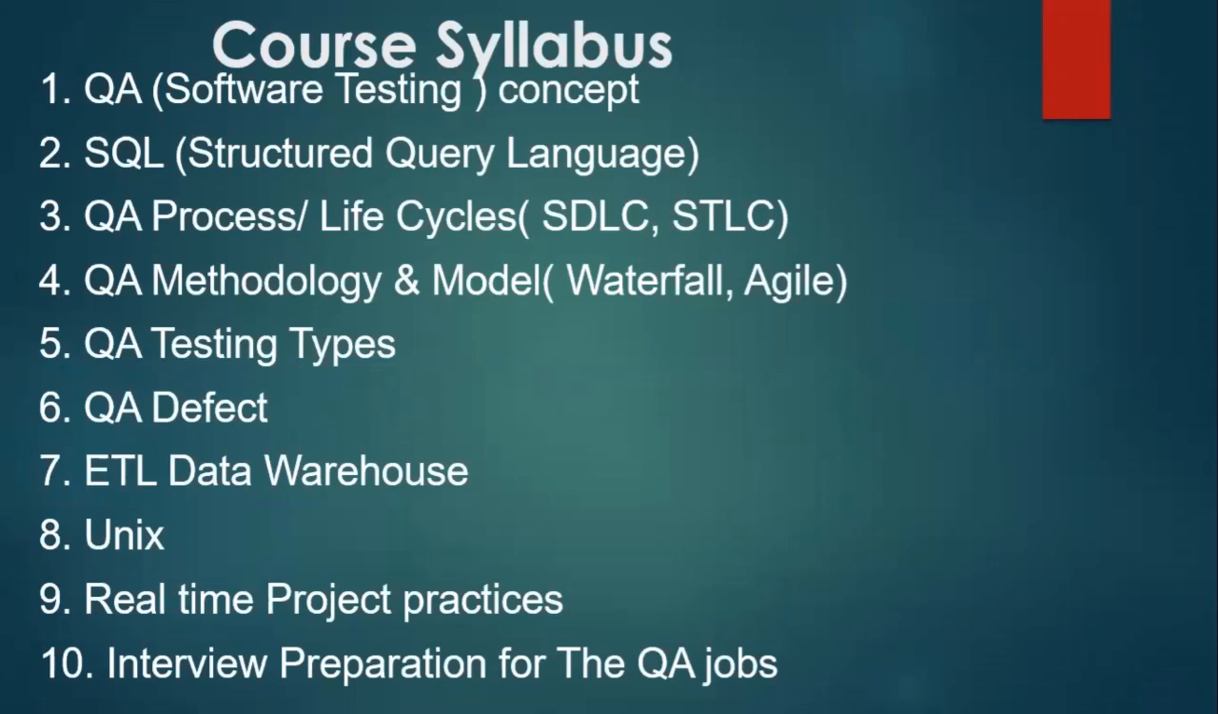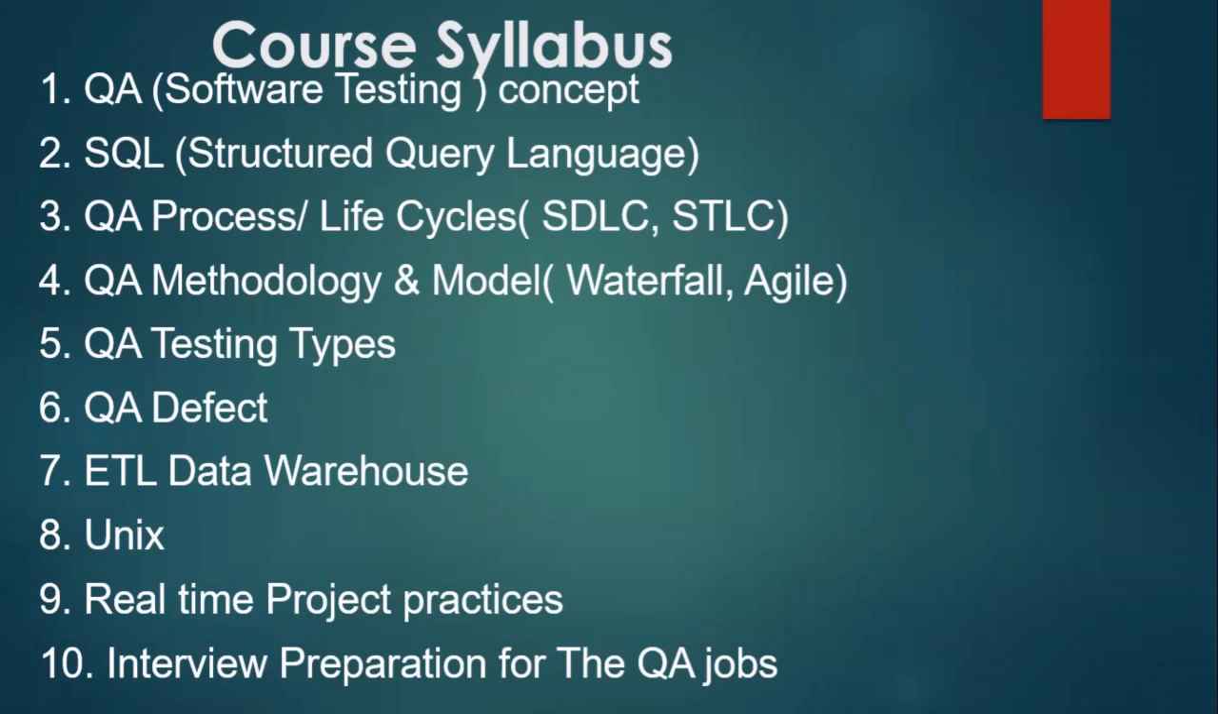What is software QA concept? We will be learning that. SQL. Number three, we will be learning the QA process. In the QA process, there are two kinds of process that we'll be learning: software development life cycle and software testing life cycle. We will be learning QA methods, QA types, QA defects, ETL data warehouse, Unix, real-time project practice, and interview preparation for the QA job. But in today's video, we will only consider the basic concept of testing.